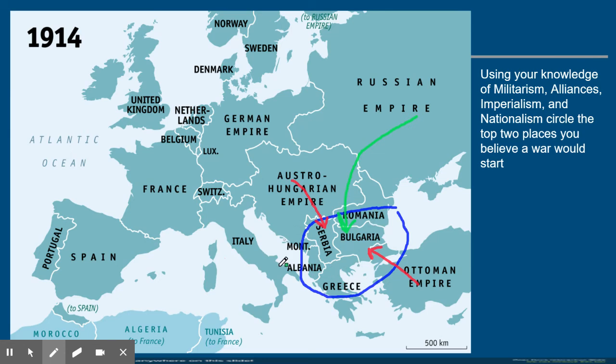So this is why it's called the powder keg of Europe. This is an area where a war is most likely to start. There's the most conflict down here.